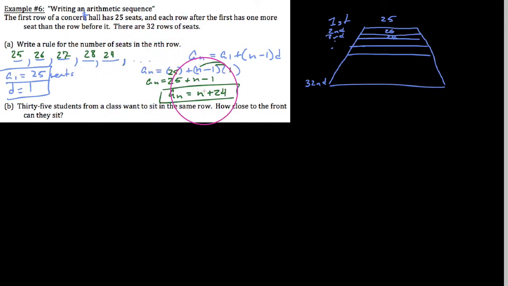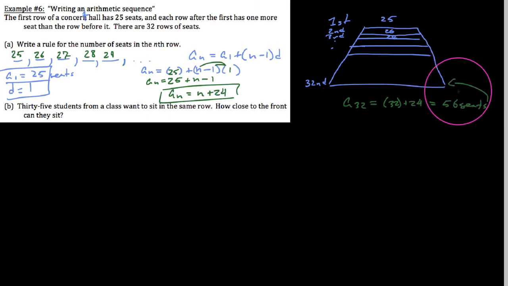We could also find how many seats are in the 32nd row, just to show you here. We say a_32, because I'm curious, would be equal to 32 plus 24, so there would be 56 seats in that final row, just in case you're curious.